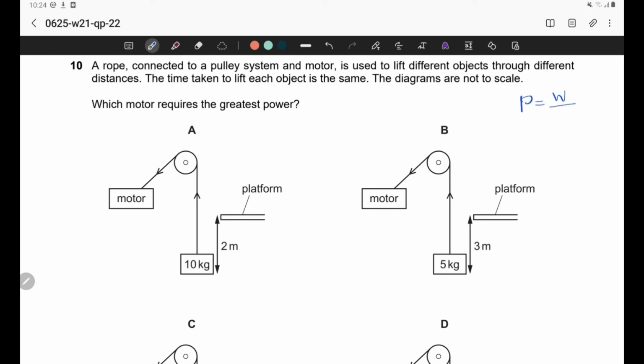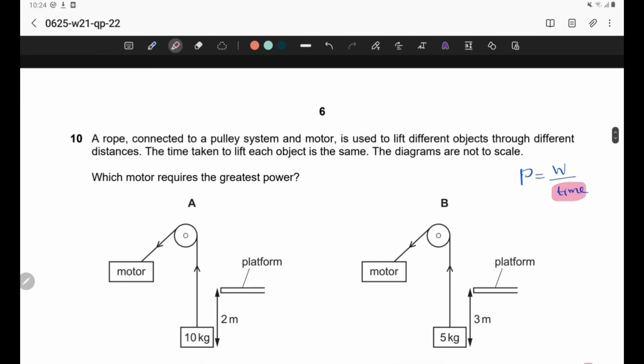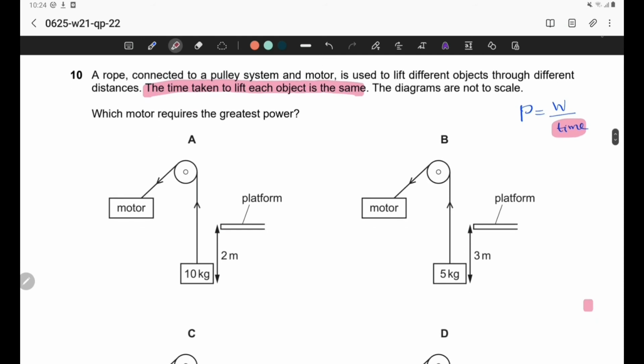The equation of power is work done over time. But for all the motors, the time taken to do the work is the same, as mentioned in the question: the time taken to lift each object is the same. Now we have to check which motor has more power. We should check which motor is doing more work. As the time is the same for all, we cannot look at the time part because it's the same for every motor. But now we can look at the work done. Whichever motor has to do more work will have more power, or will require more power.